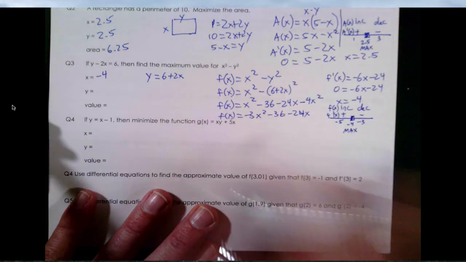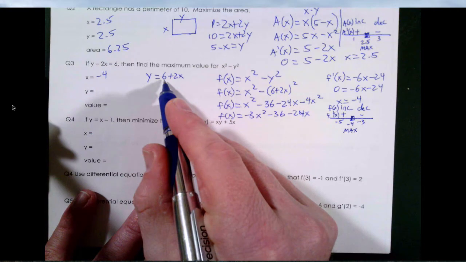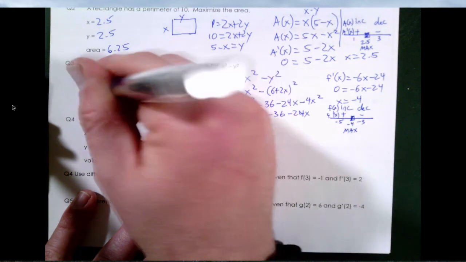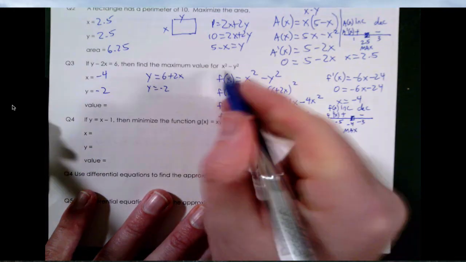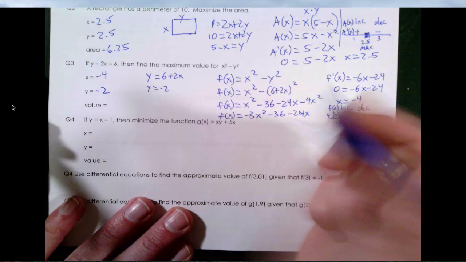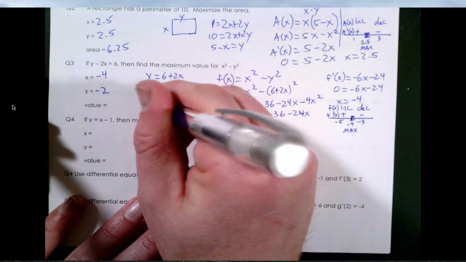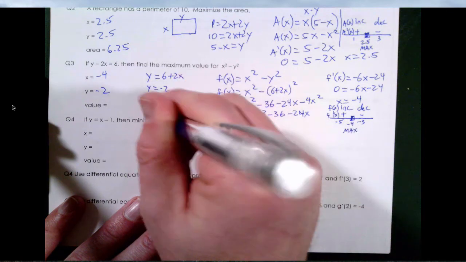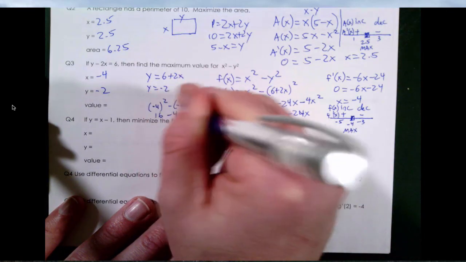All right, now to find the y value, I take my negative 4 and plug it in here. 6 minus 4 times 2 times negative 4, that's negative 8 plus 6, which is negative 2. And our value that we actually maximized, x squared minus y squared, let's do that. So I have negative 4 squared minus negative 2 squared. That is 16 minus 4, 12.